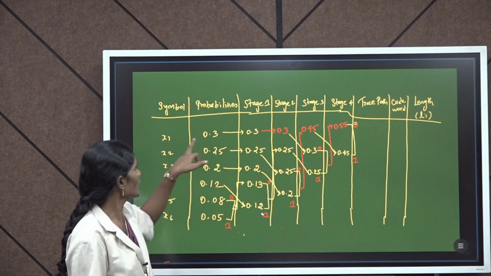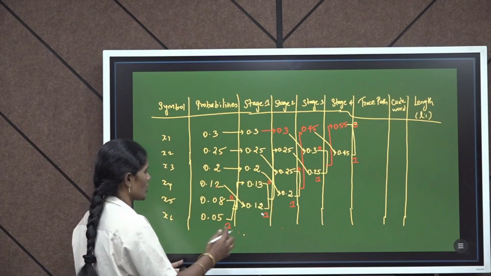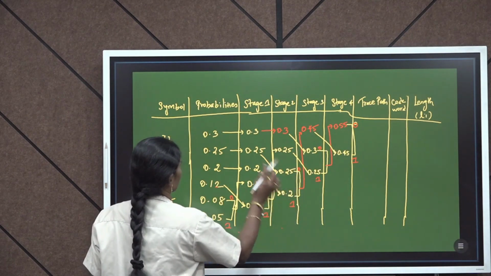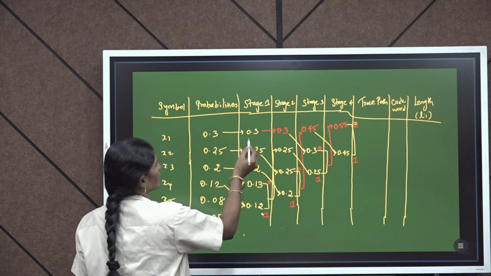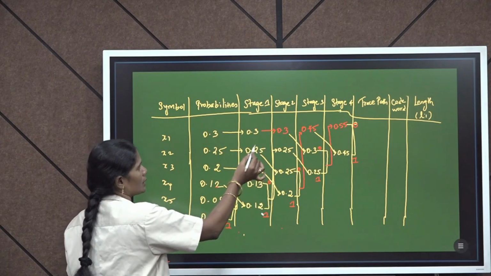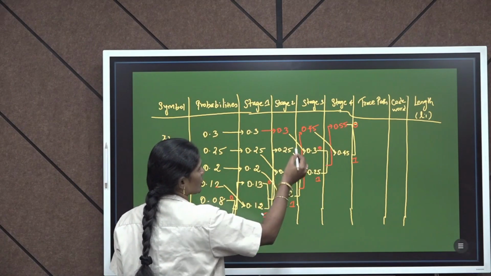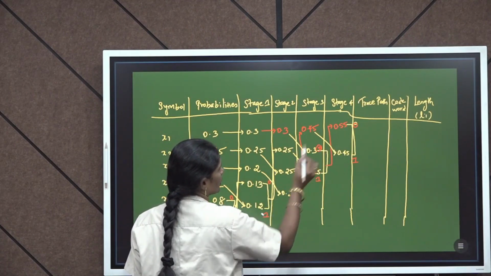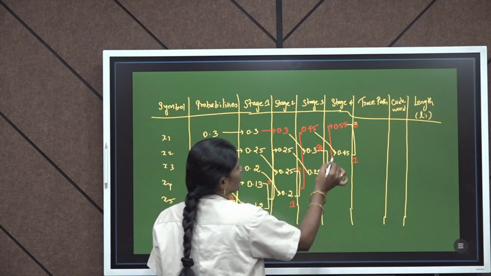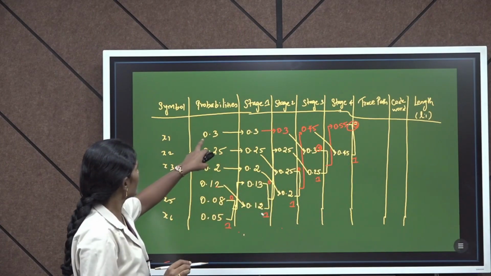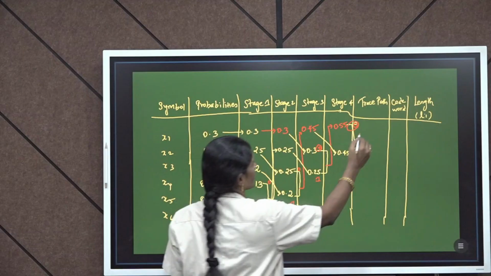First for x1, 0.3. For 0.3, in stage 1 there is no symbol. Next in stage 2 also no binary symbol. In stage 3 this 0.3 has 0, in stage 4 it has 0. So the trace path for 0.3 is 0 0.